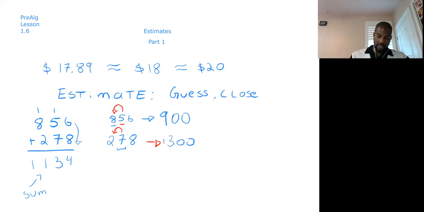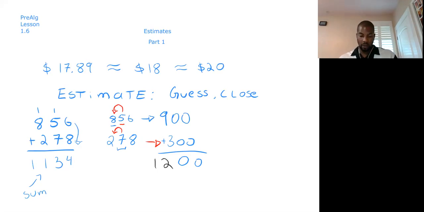So now all we do is add these. So that's 0, 0, 9 plus 3 is 12. So the answer is about 1,200, right? 1,200 is, sure, a little bit off from 1,134, but it's not off by that much. It's off by 66 points, right? So this is how estimates work.